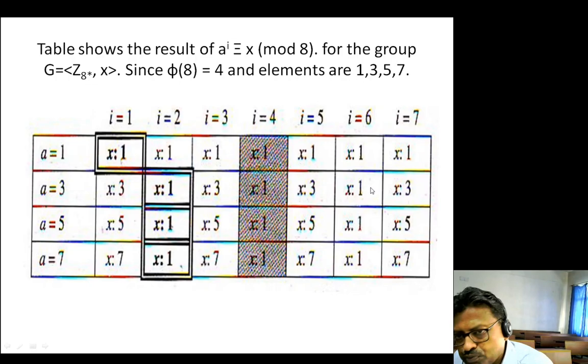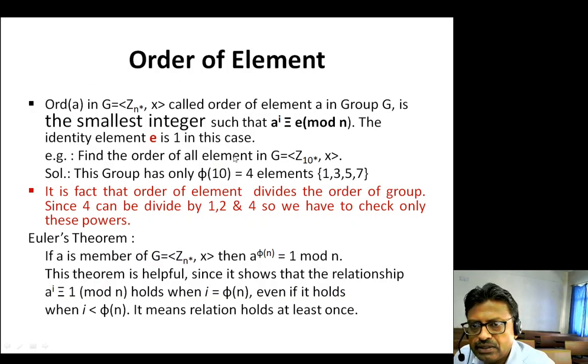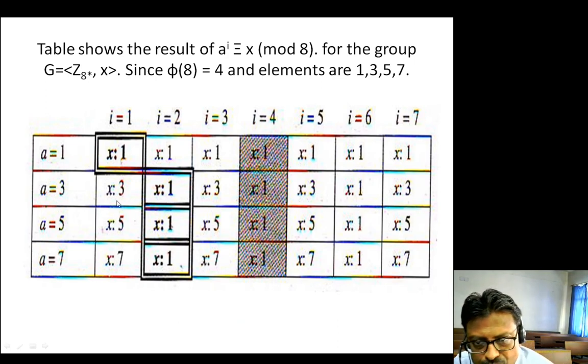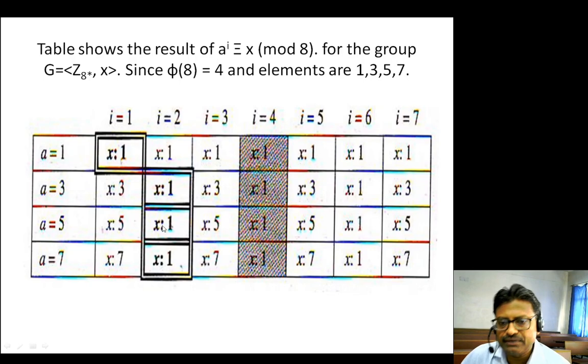But as per the definition of the order of the element, we take the smallest integer. Out of 2, 4, 6, the smallest is 2. So the order of 3 is also 2. Similarly, the order of 5 is 2, and the order of 7 is 2. Even though we have x equal to 1 here, here and here, we have to find out the smallest.